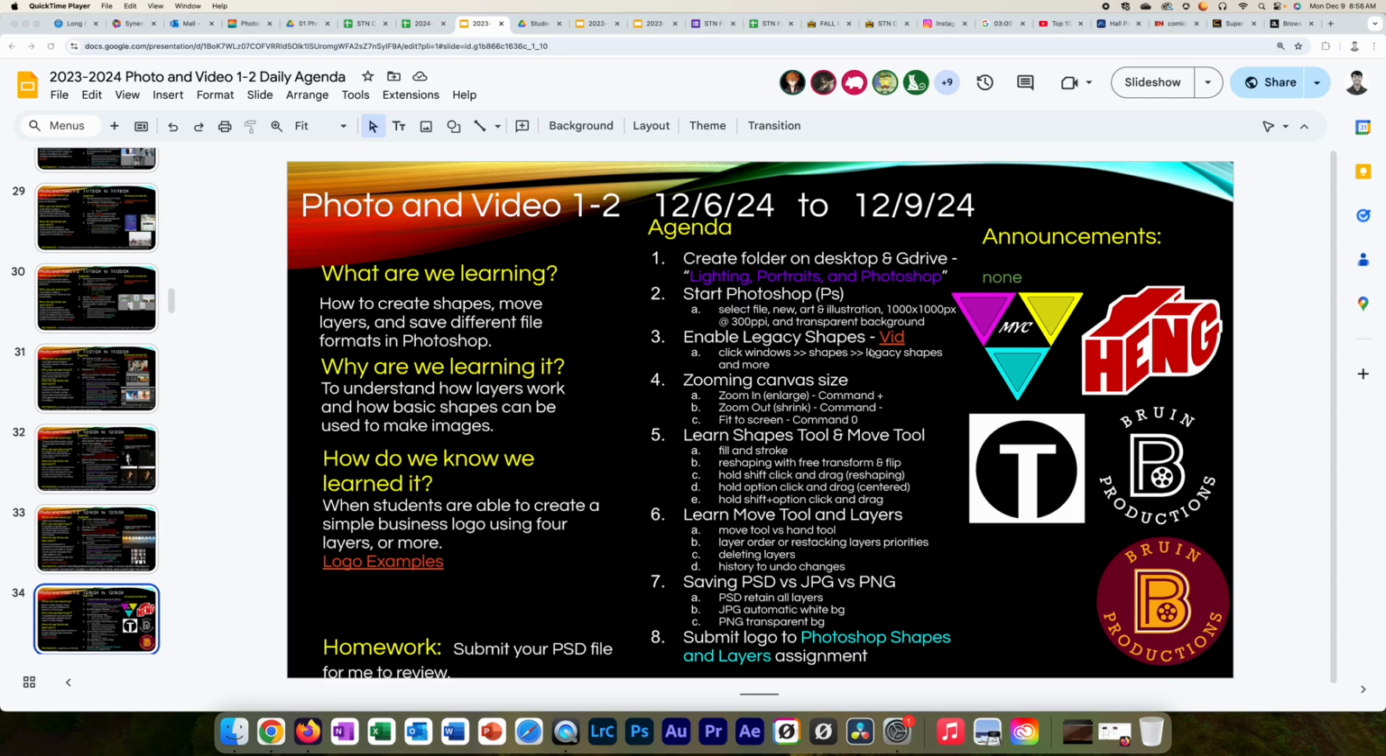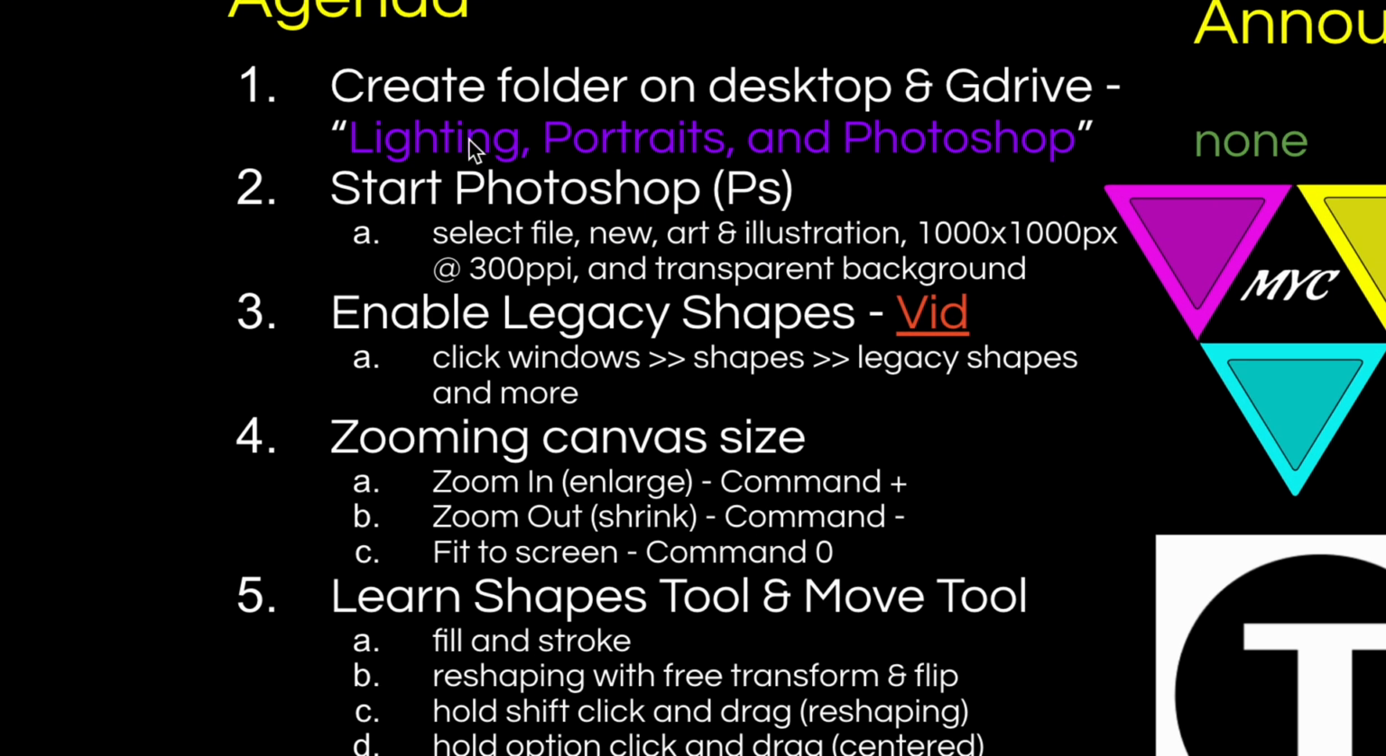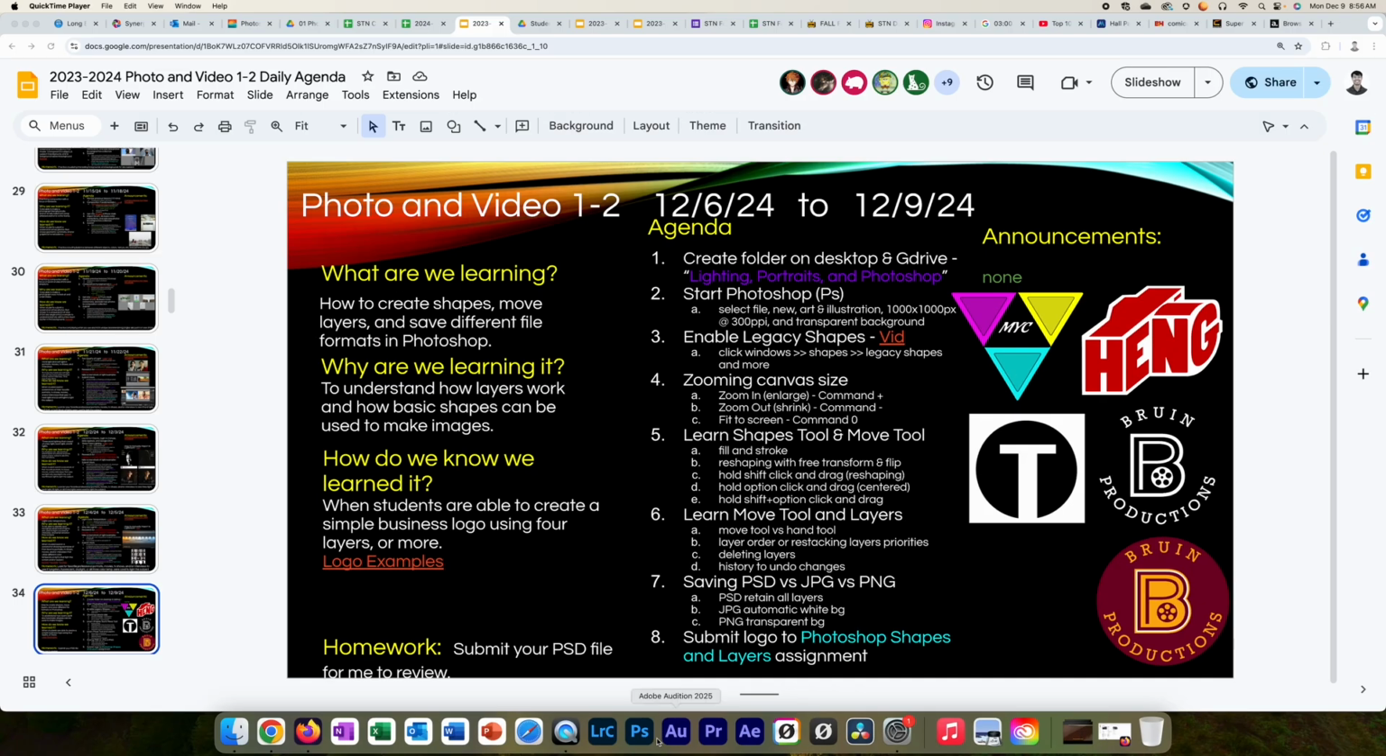All right, so in this next part right here, you are going to learn how to start Photoshop. You're going to select, make a new file, and then you're going to choose art and illustration. It's going to be 1000 by 1000 pixels at 300 pixels per inch and transparent background. Okay, so you launch Photoshop.